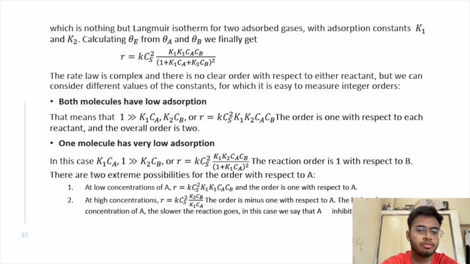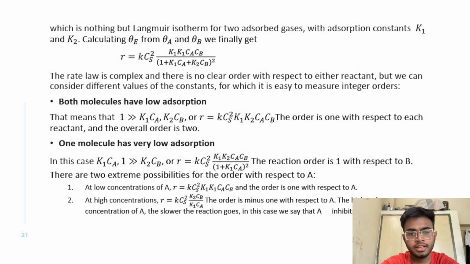Case 1: both molecules have low adsorption. That means K1 times concentration of A is smaller than 1, and the rate further simplifies to R is equal to rate constant times concentration of S squared times K1 K2 concentration of A concentration of B. The order is 1 with respect to each of the reactants and the overall order is 2.